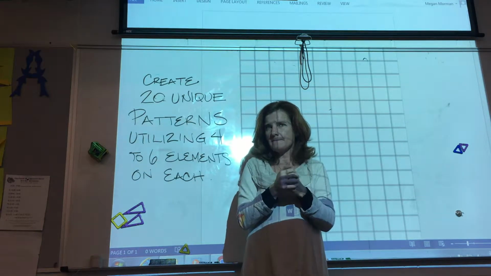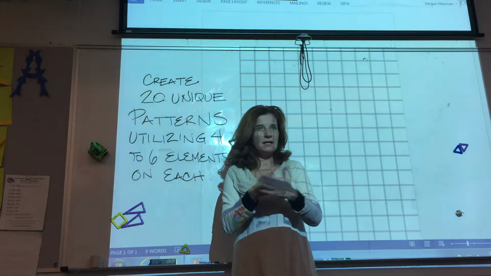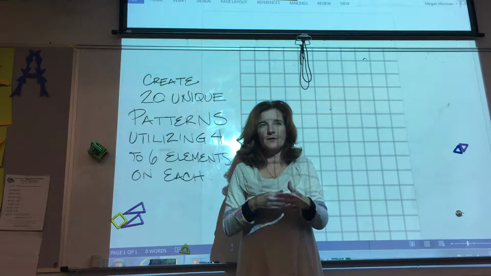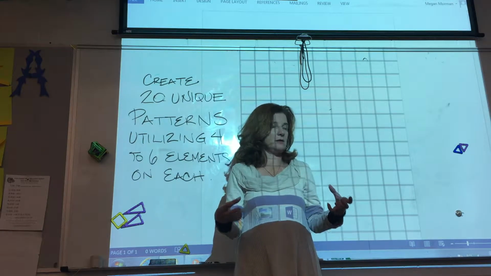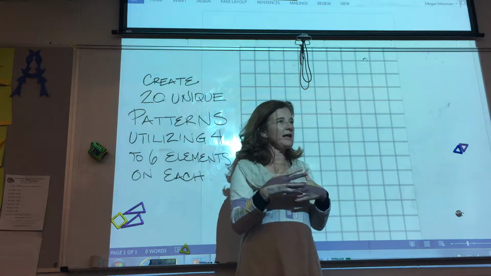What is a pattern? What's the word that characterizes pattern? Repetition, right? So we got that. What you're going to do is the same thing over and over and over again, and it's going to create your pattern. And then we talked about using 4 to 6 elements. What's an element?